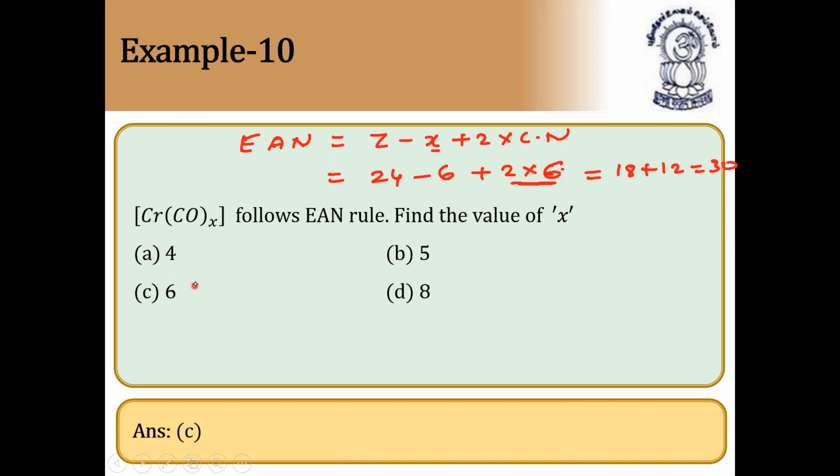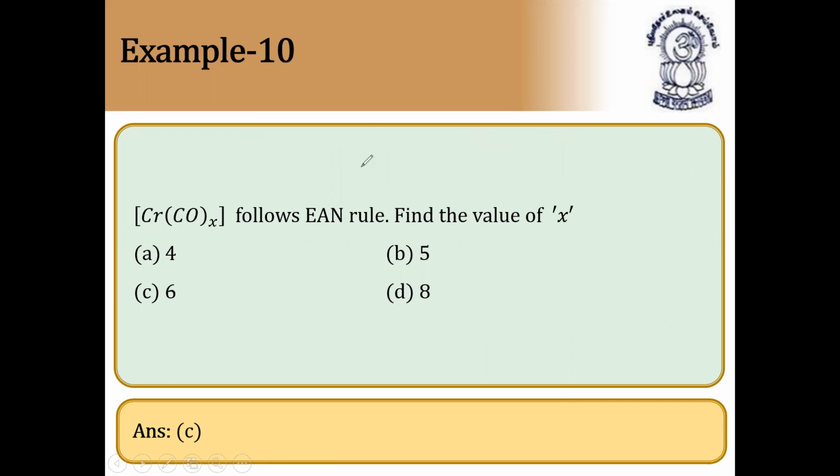Now let us see, it is 6. How is it 6? Let us consider the oxidation state of chromium is plus 2 here. So 24 minus 2 plus 2 into 6, because the oxidation state of the central metal atom is x. So 24 minus 2 is 22, plus 12. That would be 34, but it should come 36. So definitely the oxidation state of chromium should be 0. So the answer is 6. The answer is what? 6.